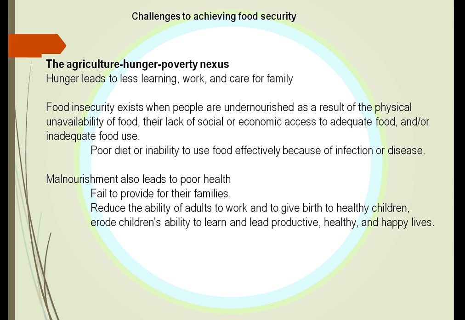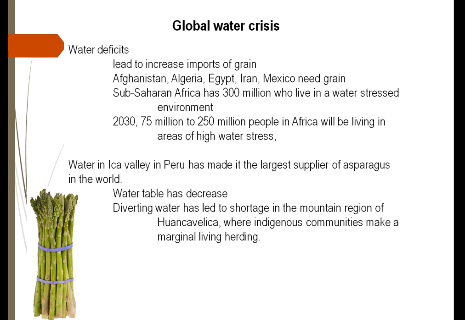Some of our challenge to achieve this food security are the whole combination between agriculture, hunger, and poverty. Hunger leads to less learning, work, care for the family. People become undernourished. They don't have food, so they become too weak to take care of the food. The poor diet leads to more problems with diseases and infection. Malnourishment leads to increased diabetes and increased congestive heart failure. You have babies that are less healthy because the mother cannot eat as well. So we have to find a way to achieve our food security.